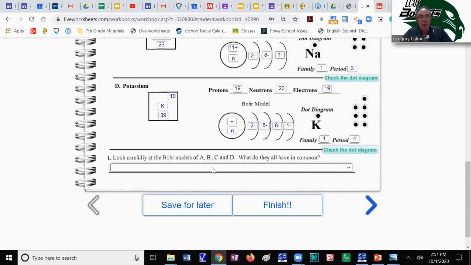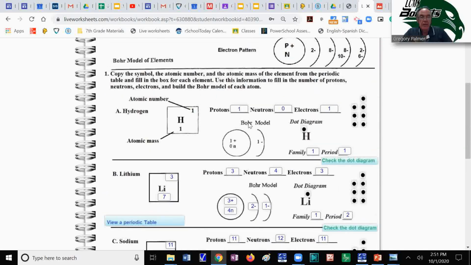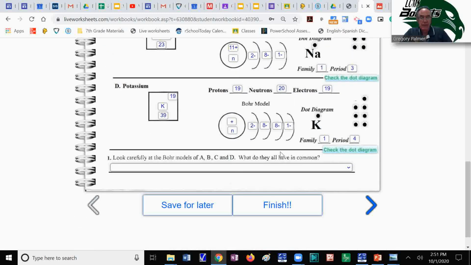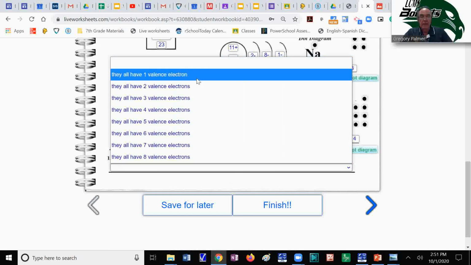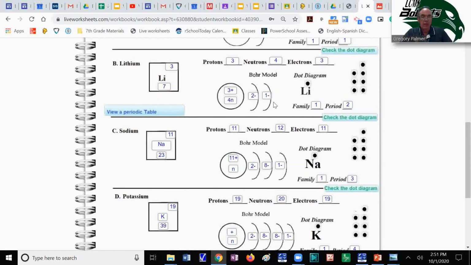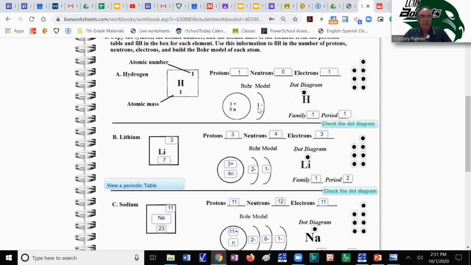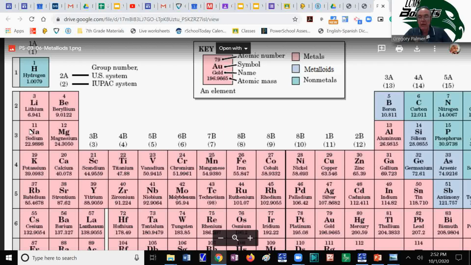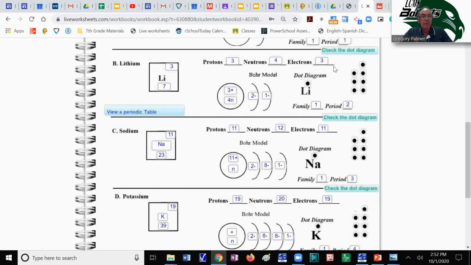It says, look carefully at the Bohr models A, B, C, and D. What do they all have in common? They all have 1 valence electron. If we look where these elements are on the periodic table, they're all here in family 1. Hydrogen is in period 1, lithium is on period 2, sodium is on period 3, and potassium is on period 4, just like we have them in here.